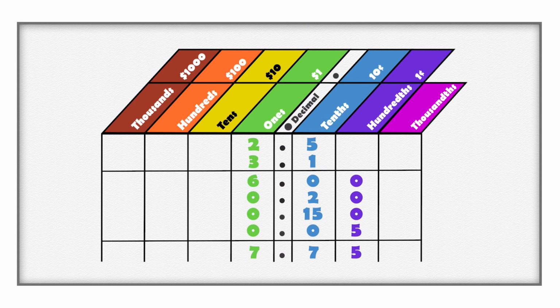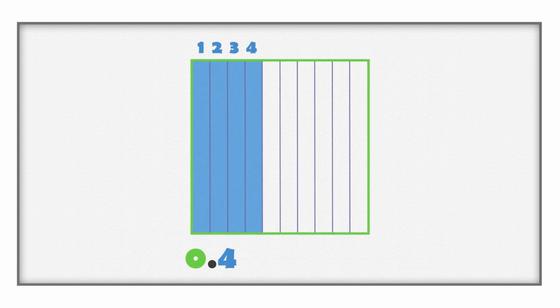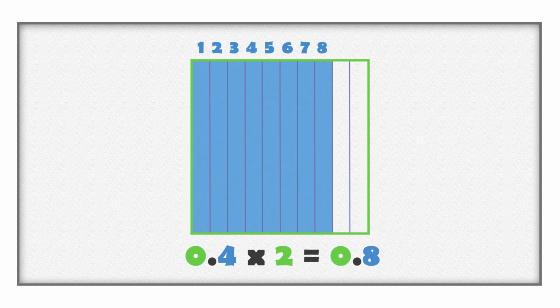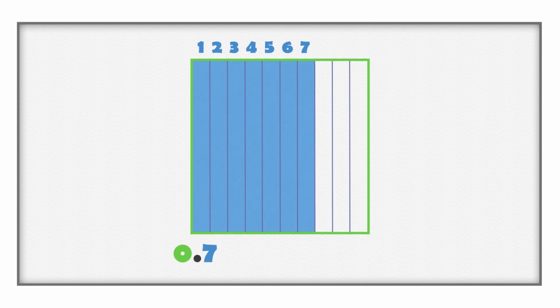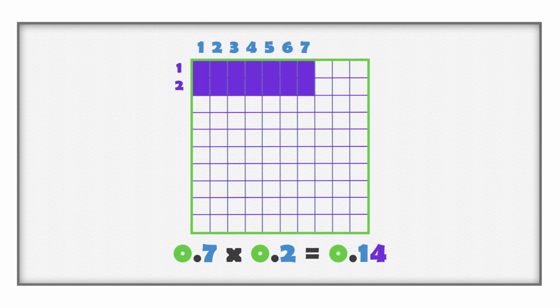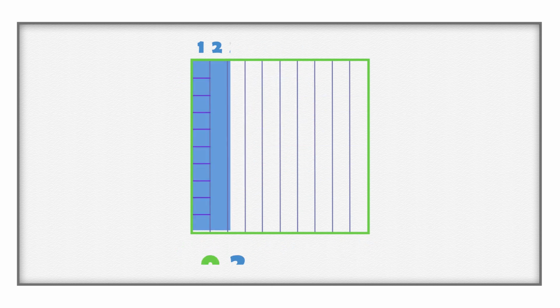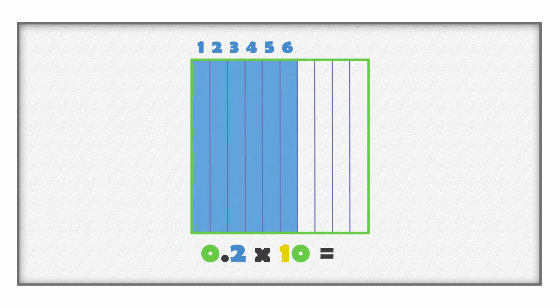Understanding place value is important for multiplication. Grids can be used to visualize decimals. Ones multiplied with tenths are tenths. Tenths multiplied with tenths are hundredths. Tenths multiplied with tens are ones.